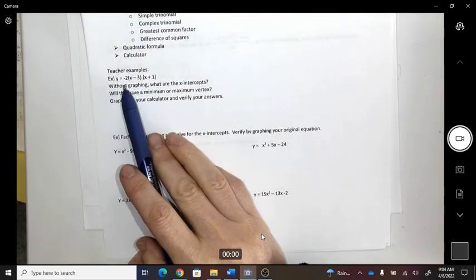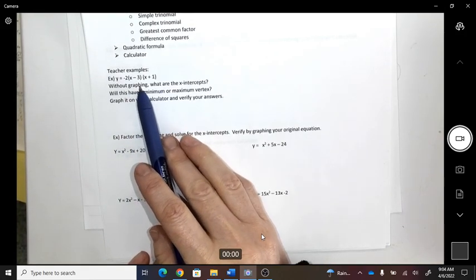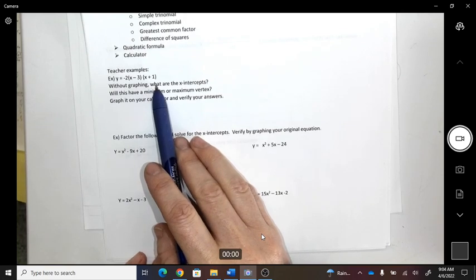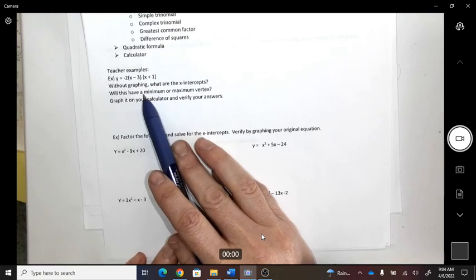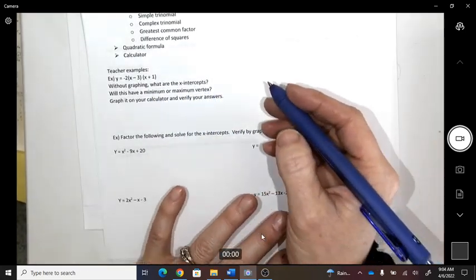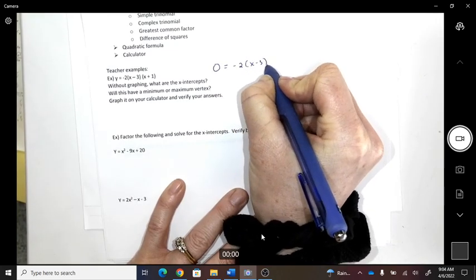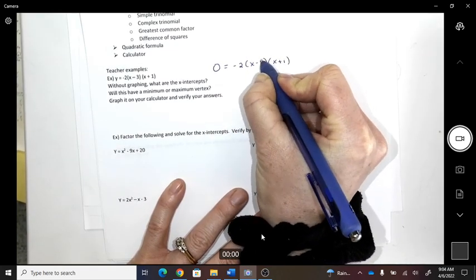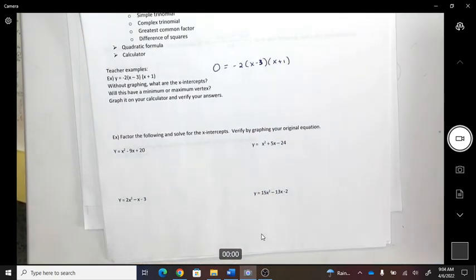So number 1 here. I've given you an equation that's actually already factored out. Okay, it's factored. Without graphing, what are the x-intercepts? So if I want to make y 0, if I would like the y to be 0, what number do I need my x to be?